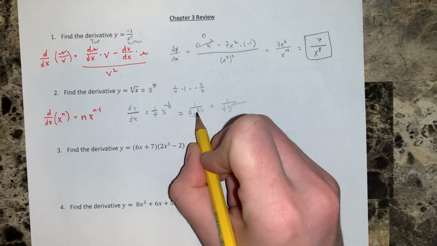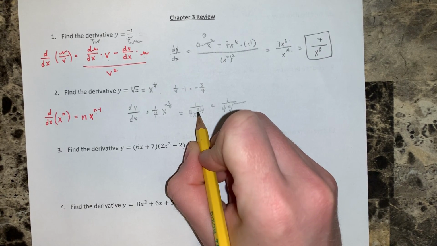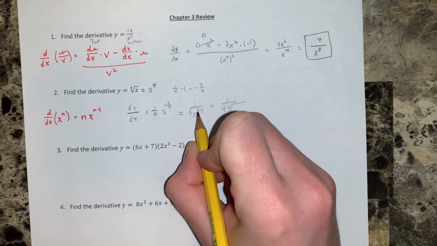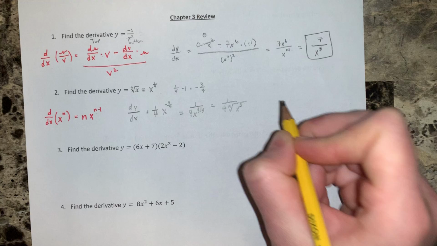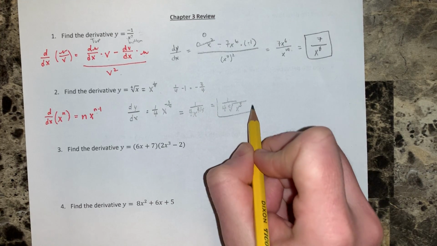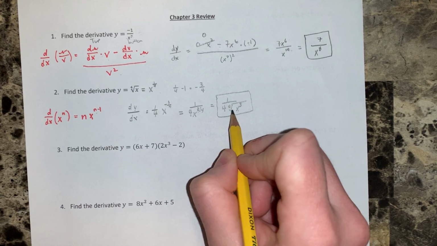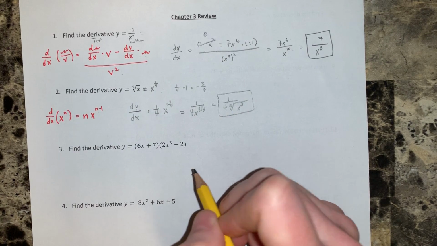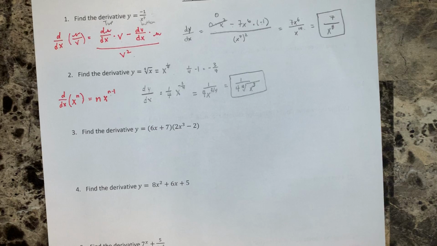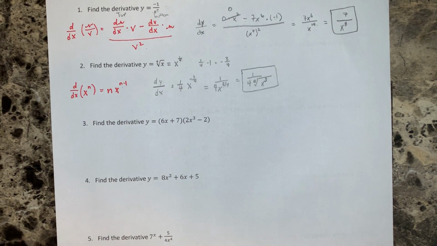Okay, fourth root. And then this number here, the top number of the exponential fraction, is going to tell me what the power is underneath of my fraction. So x to the third. So my final answer ends up being 1/4 times the fourth root of x to the third. Okay. So moving along to number 3.